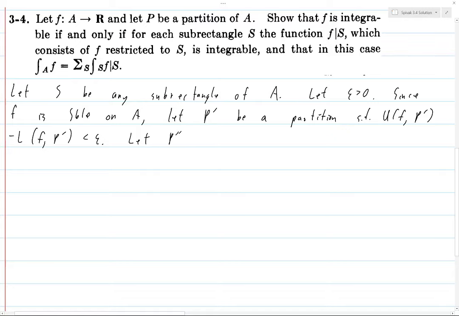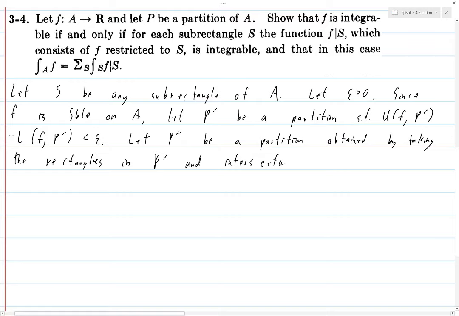Now let P double prime be a partition obtained by taking the rectangles in P prime and intersecting them with both S and the complement of S in A. Okay, so what we're doing is basically taking this partition P prime and breaking up the rectangles further to guarantee that we have a subset of these rectangles which form a partition of S.